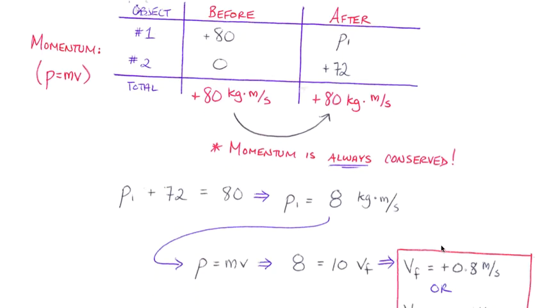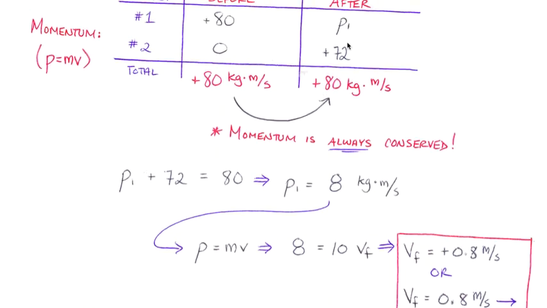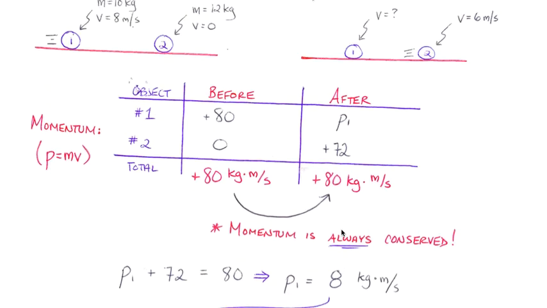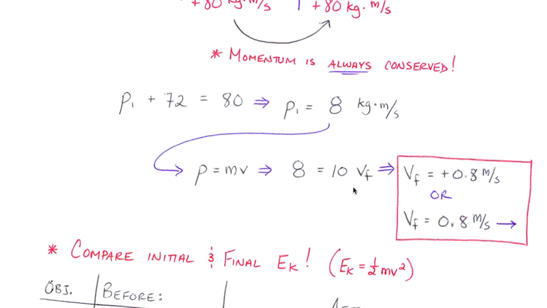And that's exactly what I've done down here. Momentum of object 1 plus 72, which is just these two added together, must equal 80. So if I just solve for the unknown momentum, I find that it has to be 8 kilogram meters per second. And if I want to go one step further, I know that momentum equals mass times velocity. So 8, which is the momentum of object 1 afterwards, must equal its mass, 10 kilograms, times its final velocity, which in this case would be 10 times Vf, or V final.